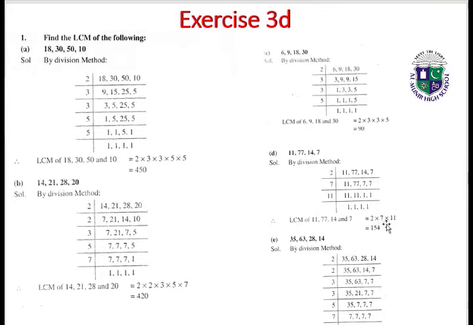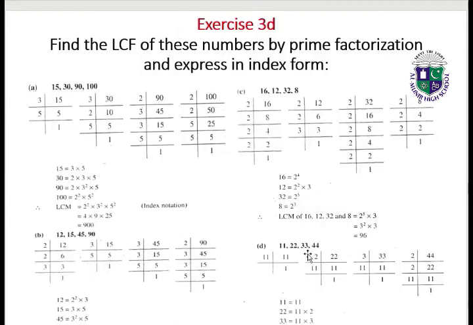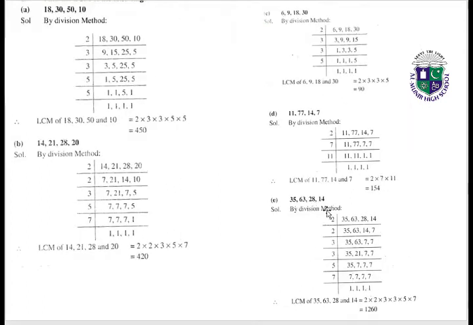2 multiplied by 7 multiplied by 11. 2 7s are 14, 14 multiplied by 11, 14 11s are 154. Part E: 35, 63, 28 and 14 by division method.